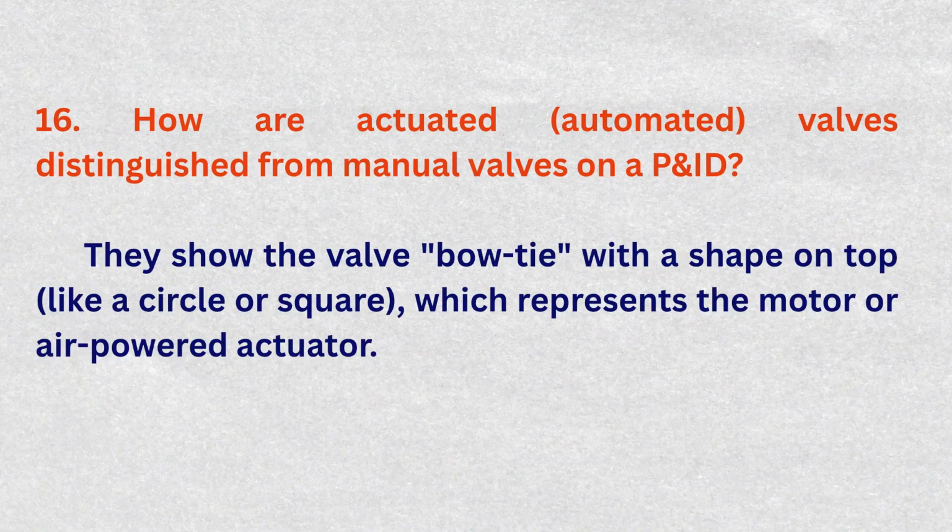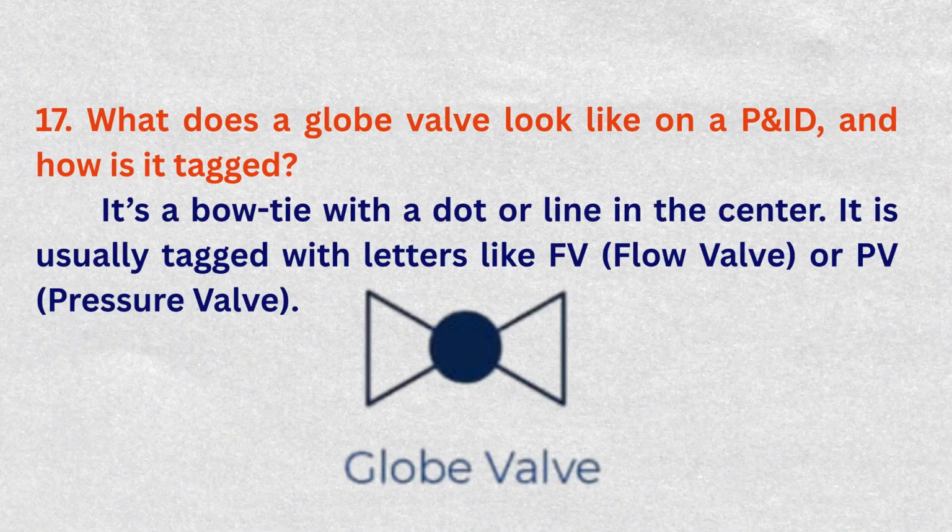How are actuated, automated valves distinguished from manual valves on a P&ID? They show the valve bow tie with a shape on top, like a circle or square, which represents the motor or air-powered actuator.